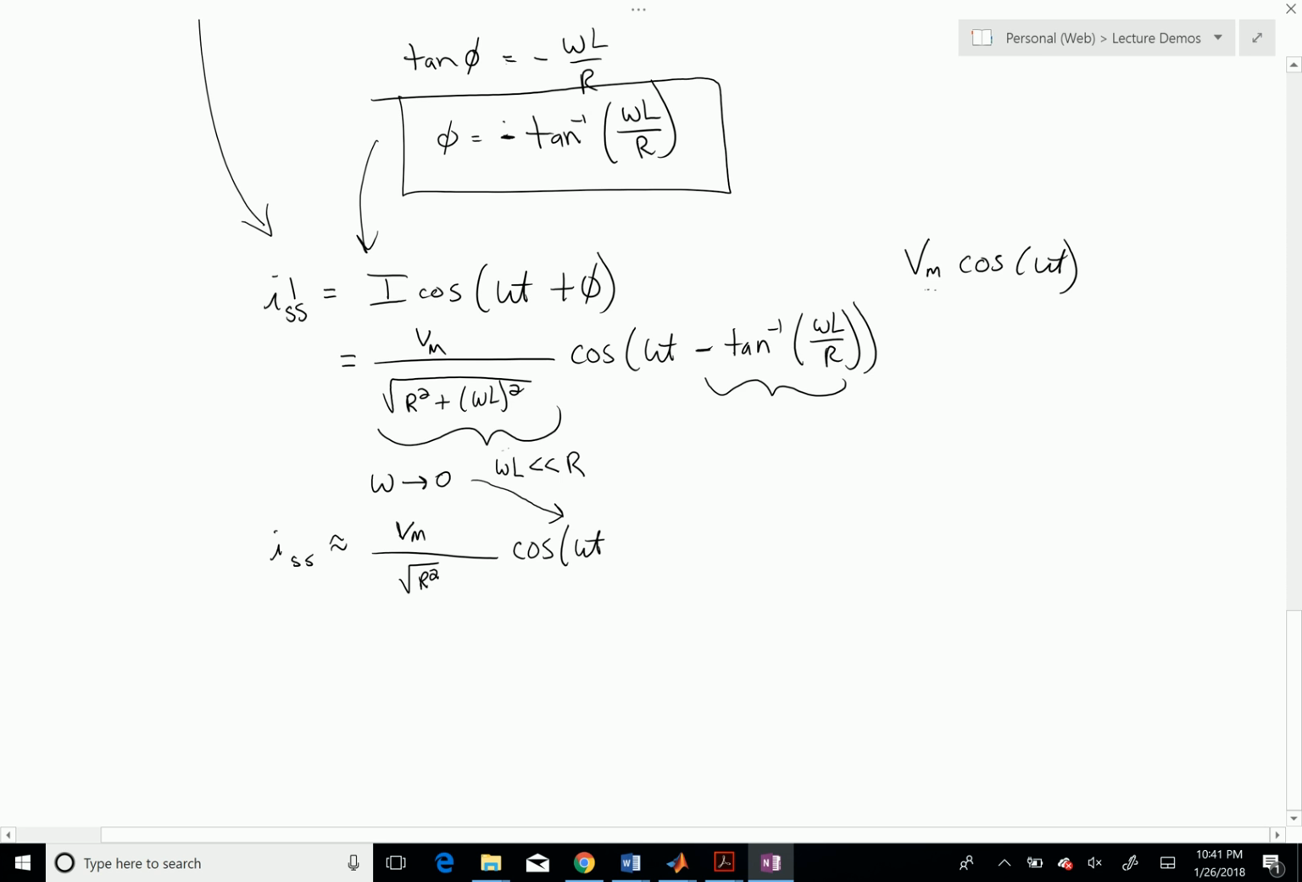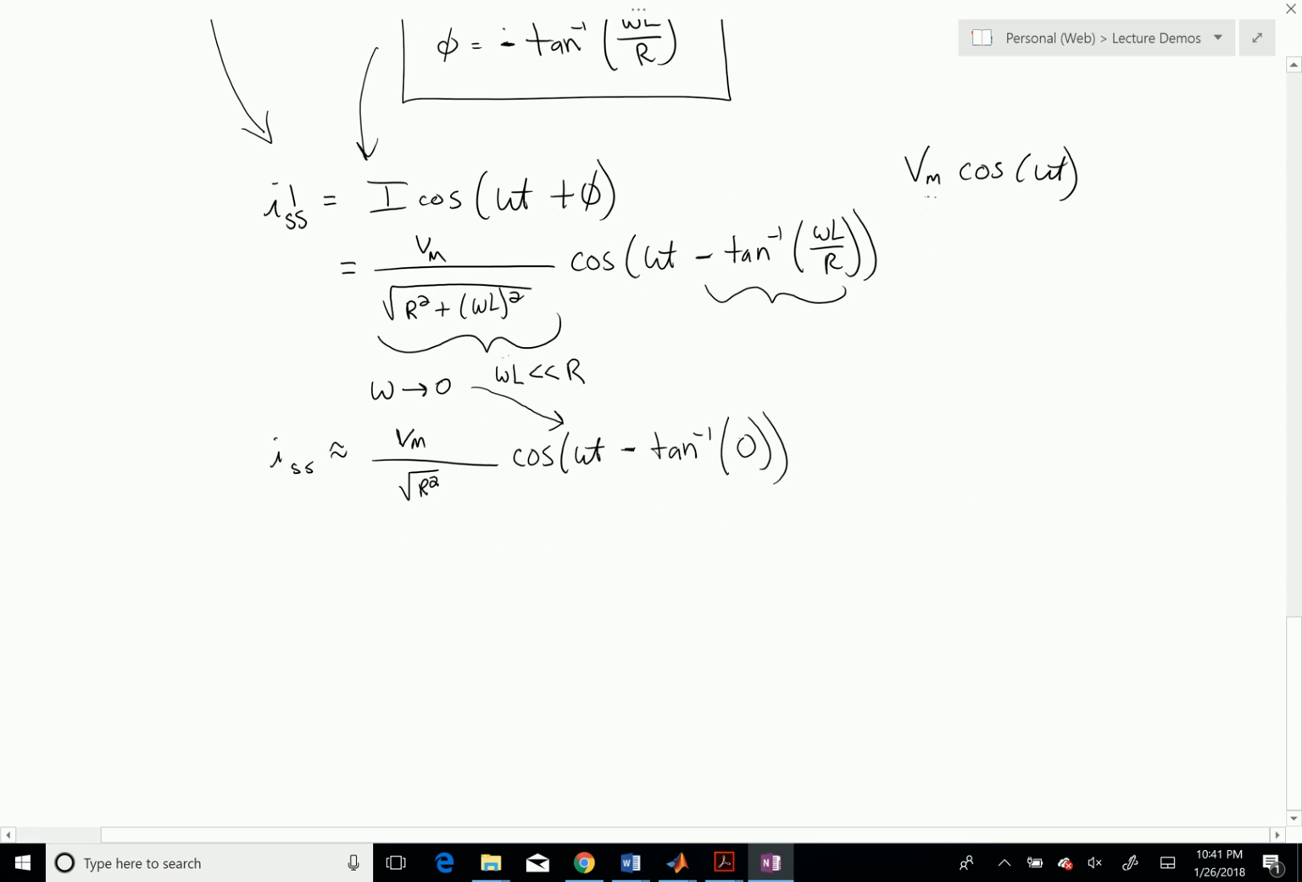So if it's much, much smaller than R, but not necessarily 0, I get this result. And if I look at the arctan function, if this is also true, I have the arctangent of essentially 0. So which angle has a tangent of 0? Well, that works out to be 0. So this is Vm over R cosine omega t.